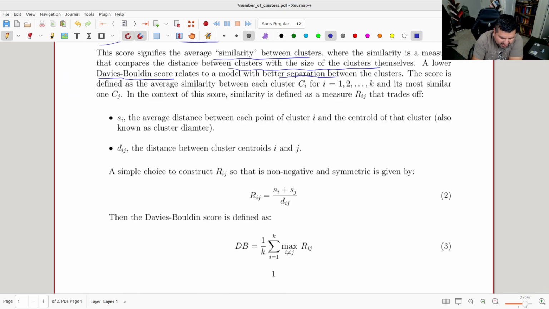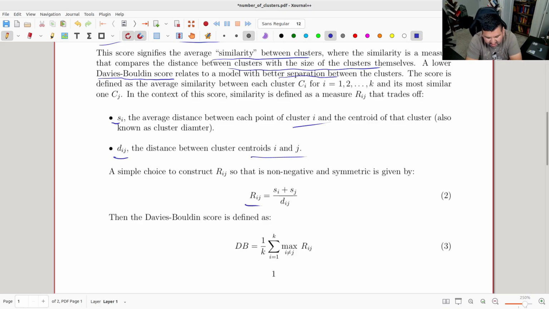First we have Si, and that will be the average distance between each point in cluster i and the centroid of the cluster. So for each cluster, it's going to be the average of the distance of all of the points with respect to the centroid. Then Dij is the distance between centroids i and j. And then we have Rij, which is Si plus Sj divided by Dij.